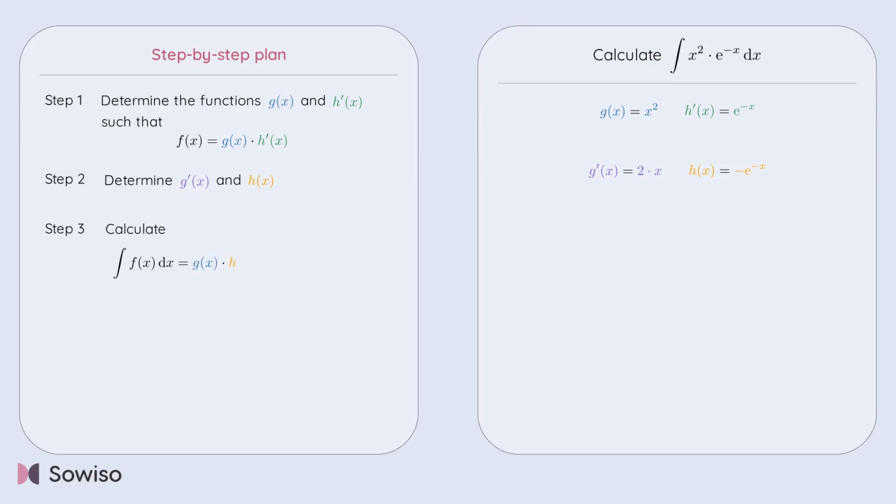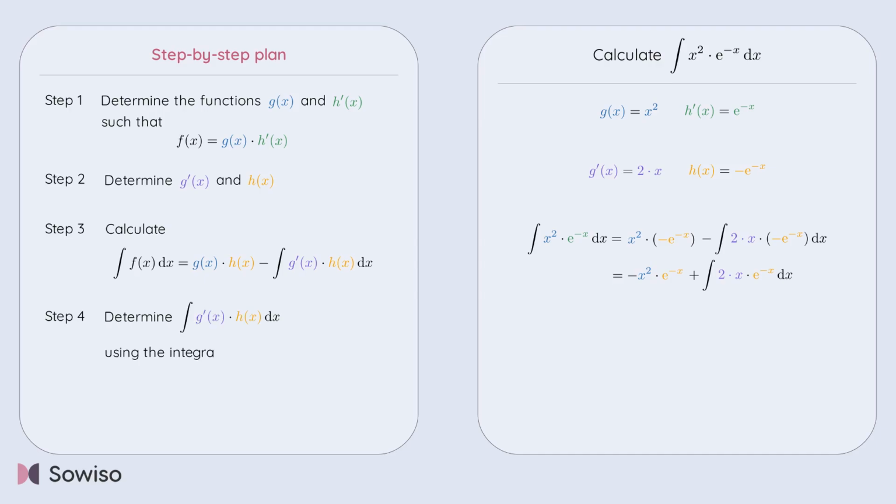Step 3. Use the integration by parts formula to find the integral of f of x. We substitute g, h, and g prime into the formula. That gives x squared times minus e to the power of minus x, minus the integral of 2x times minus e to the power of minus x. And if we simplify this, we find that the expression is equal to minus x squared e to the power of minus x, plus the integral of 2x times e to the power of minus x.